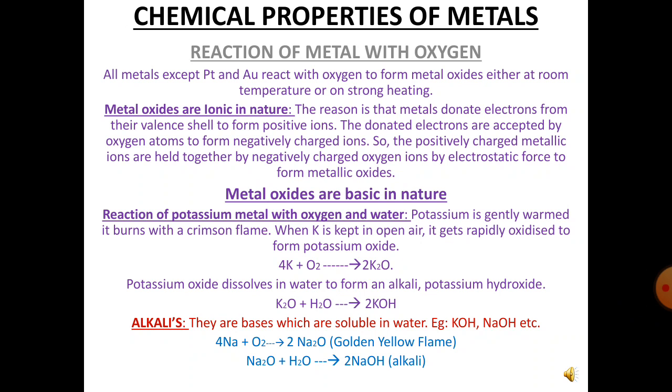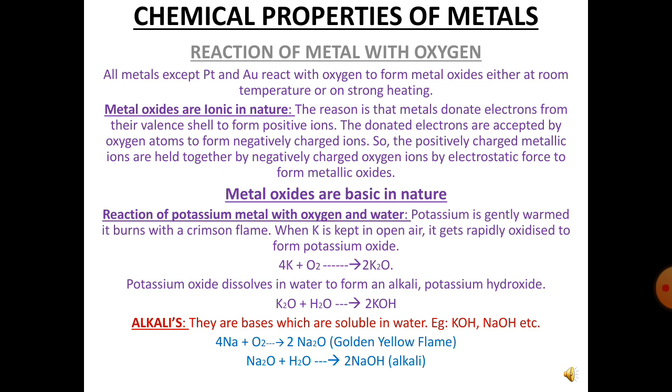The reason for this is that metals donate electrons from the valence shell to form positive ions. The donated electrons are accepted by the oxygen atoms to form negatively charged ions. So the positively charged metallic ions are held together by negatively charged oxygen ions by electrostatic force to form metallic oxides. Again, it is normally asked, what is the nature of metal oxides? Metal oxides are basic in nature.